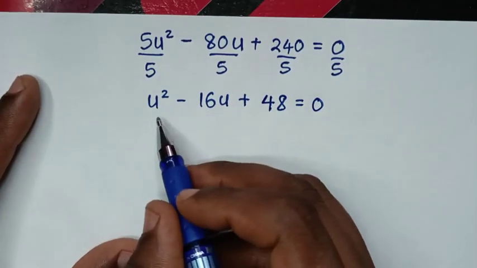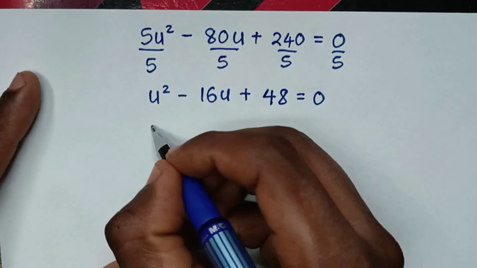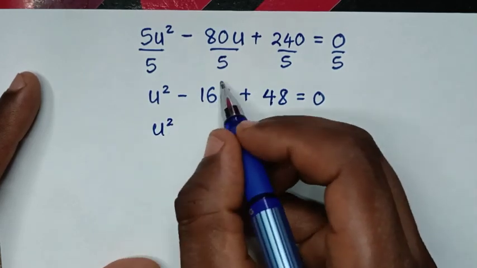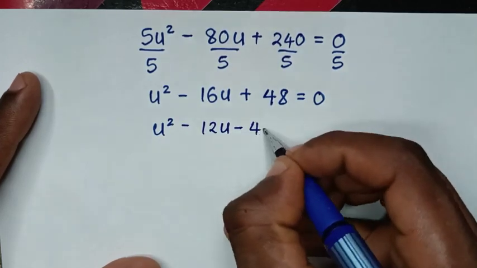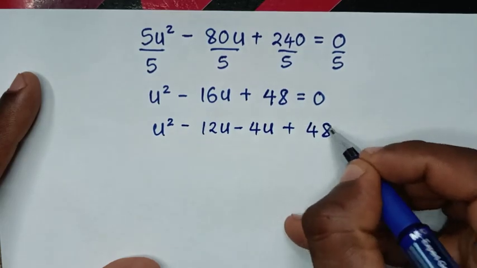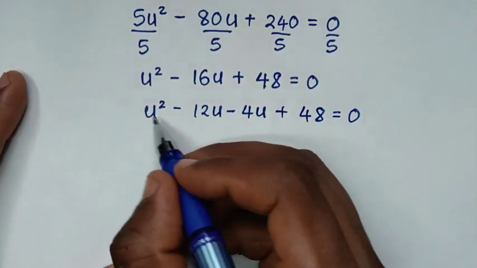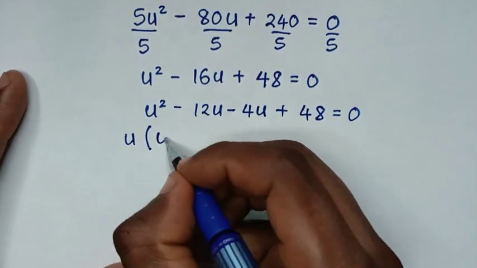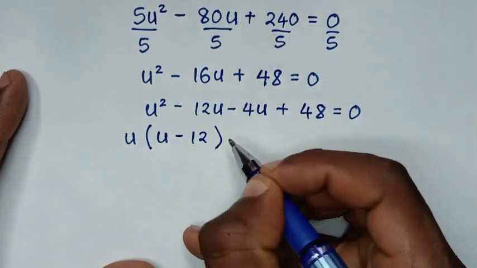Then this quadratic equation can be solved by grouping and factorization. So it will be u square minus 16u. This is the same as minus 12u minus 4u, which is minus 16u. Then plus this 48 is equal to 0. Then from here u is common, so we'll take u out of bracket. U squared divided by u is u. Negative 12u divided by u is negative 12 bracket.